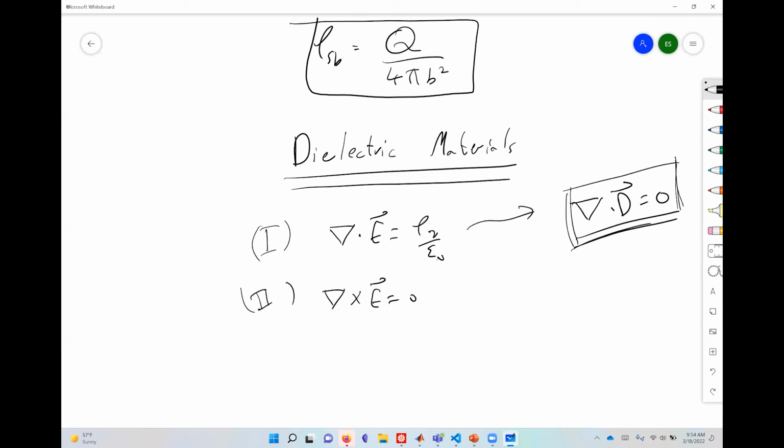So I'm going to continue this discussion on dielectric materials on Monday. It's an interesting discussion. And I would say it is the core of electrostatics.